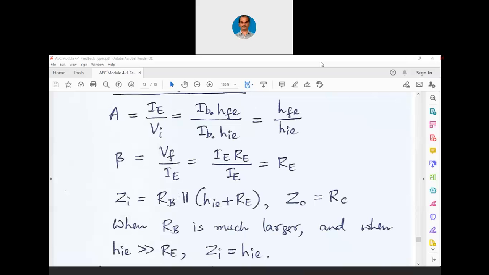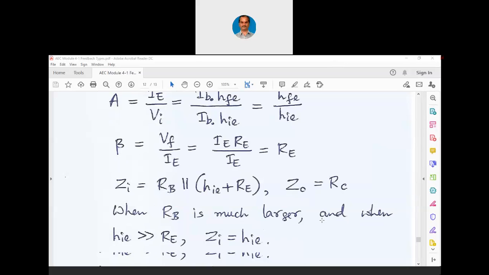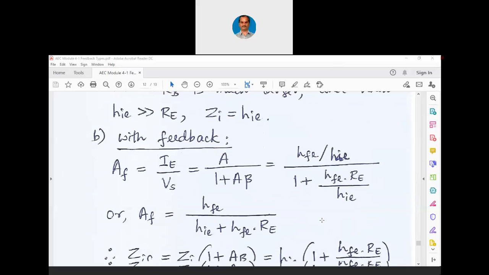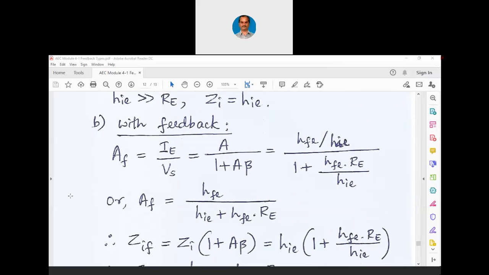So when RB is much larger, RB can be completely ignored. And when the small capital RE is smaller than HIE, even this RE can be ignored. So that way ZI will be HIE. These are some approximations we are making. So now ZI is equal to HIE, Z0 is equal to RC. This is without feedback. Now let us say with feedback, we have this AF.